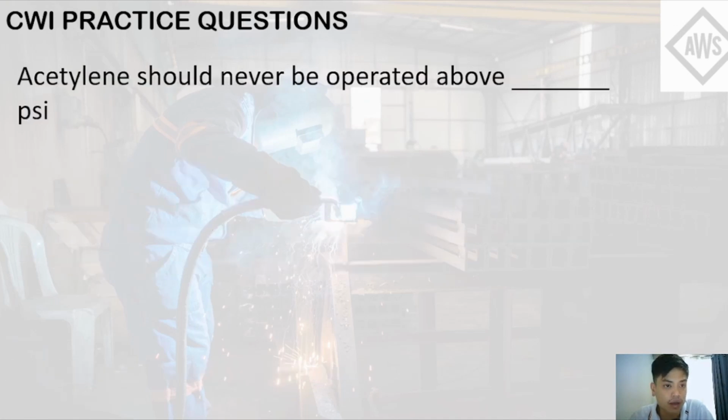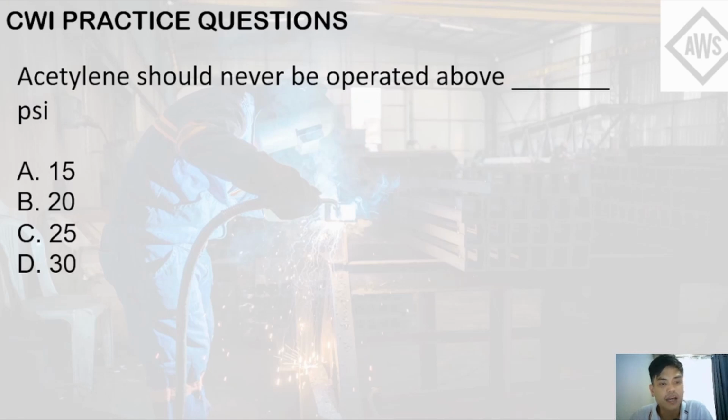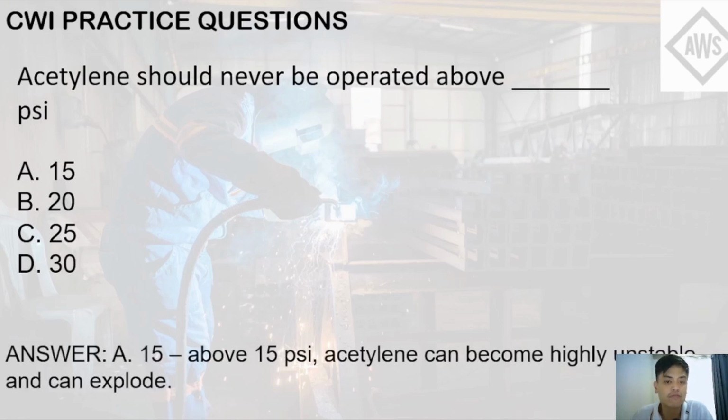Next question. Acetylene should never be operated above blank PSI. So what PSI is that? A, 15. B, 20. C, 25. D, 30. The answer here is letter A. Above 15 PSI, the acetylene can become highly unstable and can explode. Acetylene is a highly volatile gas, so if it is pressurized above 15 PSI, it can explode the cylinder and cause accidents. So it should never be operated above 15 PSI. You also need to check the manual of the acetylene cylinder before operating it, just to be sure.